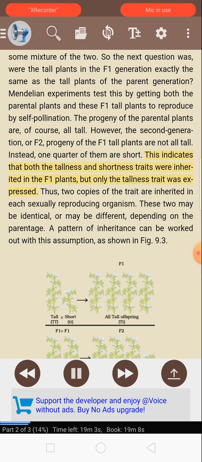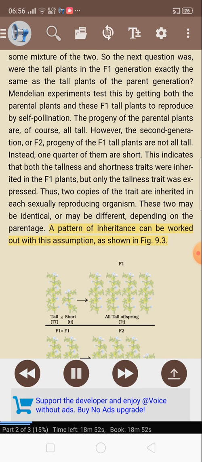This indicates that both the tallness and shortness traits were inherited in the F1 plants, but only the tallness trait was expressed. Thus, two copies of the trait are inherited in each sexually reproducing organism. These two may be identical, or may be different, depending on the parentage. A pattern of inheritance can be worked out with this assumption, as shown in Figure 9.3.